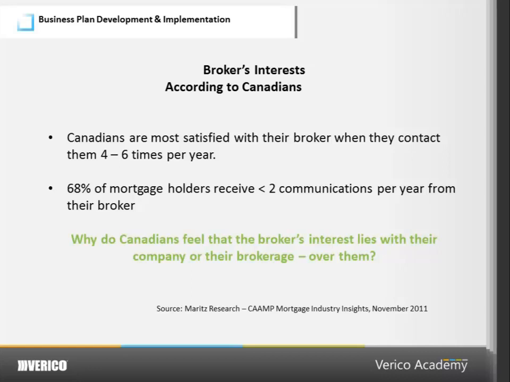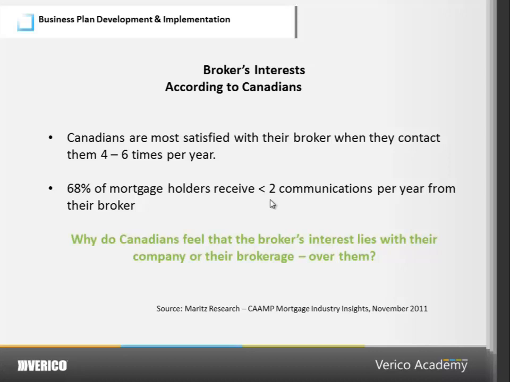So the question is, why do Canadians feel that the broker's interest lies with their company or their brokerage over them? Well, here's the answer. You're not contacting them enough. They want to be contacted 4 to 6 times per year, and they're saying that they hear from you only 2 times a year or even less.